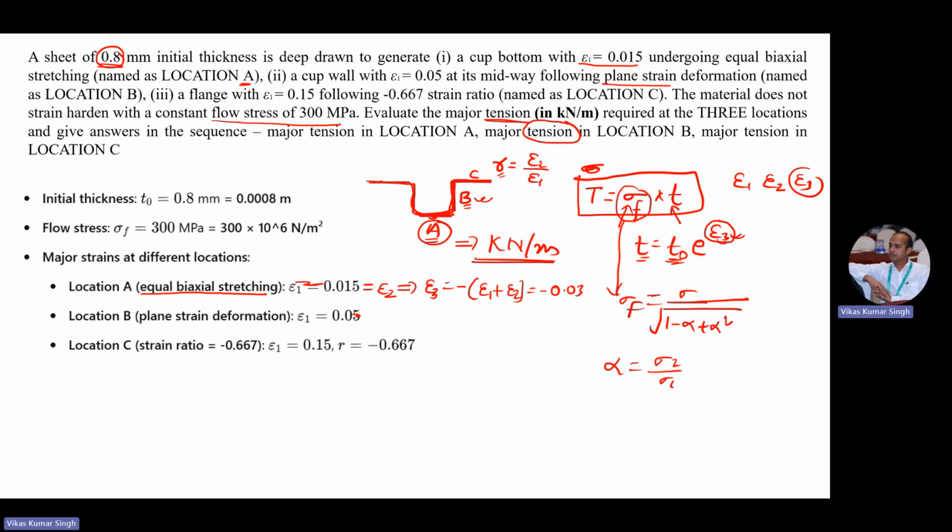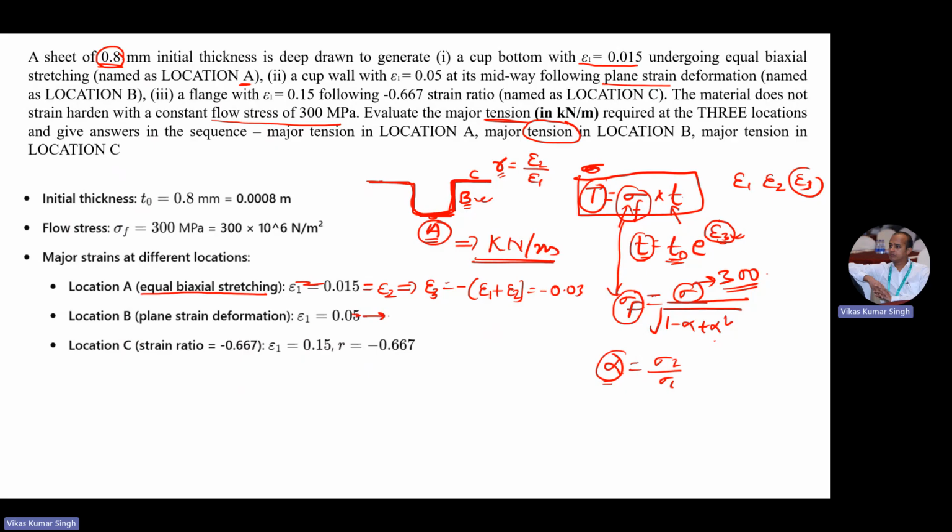So how to get the alpha value? We have to find out the alpha value. Once we get the alpha value, we can get sigma f at each location just by putting it in, and this value is given in the question. It is given as 300 megapascal. So at each condition, A, B, C, we have to find the alpha value and the thickness value. Once we get this, we can find out the traction. At the given location, we also have to find epsilon 3.